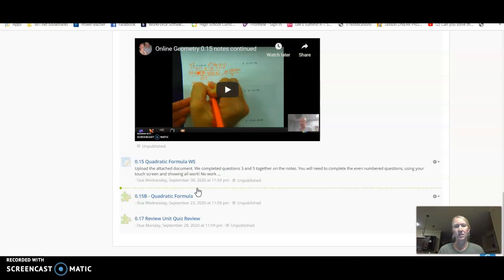It's just going to be a quiz, not a test, over the entire review unit. Included in that will be perfect squares, simplifying radicals, using the square root method to solve quadratics, using factoring to solve quadratics, and using the quadratic formula to solve quadratics. So those 5 concepts are going to be on the quiz.